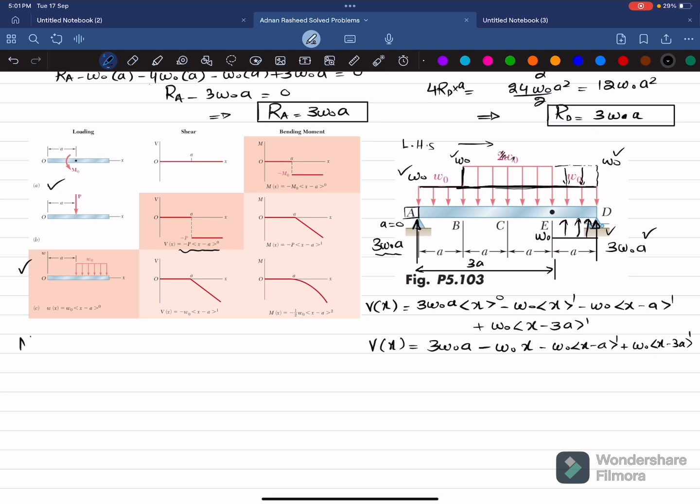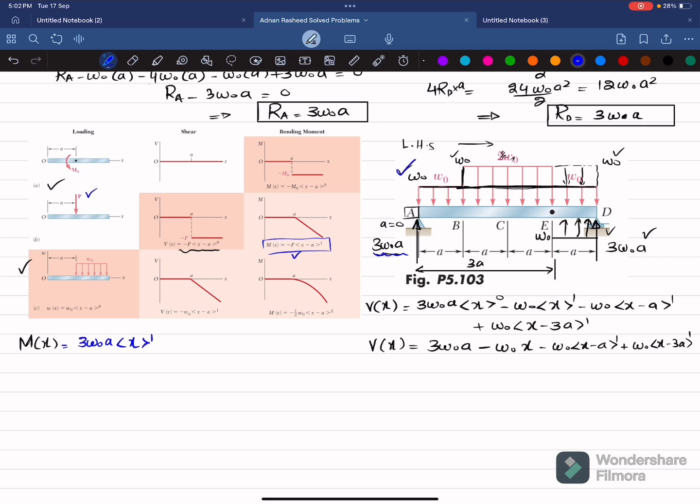So for the bending moment equation, M of x will be equal to, again starting from the left side, the 3W naught point load. So the bending moment equation is this one. Since this is a downward force and that is negative, an upward force will be positive. So plus P, and P is 3W naught A, into x minus a, where a is equal to 0 because it is starting from point A. So power 1.